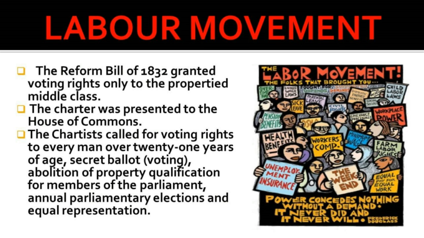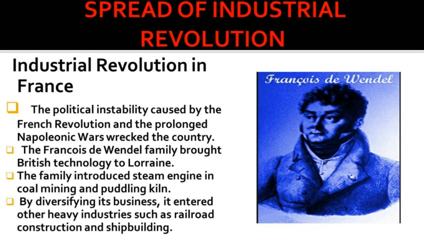The Chartists called for voting rights for every man over 21 years of age, secret ballot, that is voting system, abolition of property qualification for members of the Parliament, annual parliamentary elections, and equal representation. Spread of Industrial Revolution.